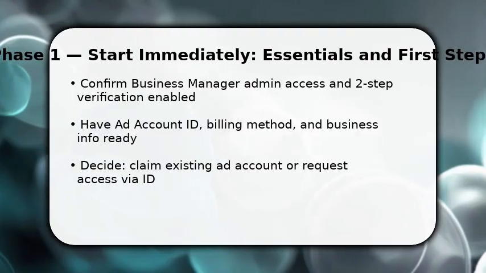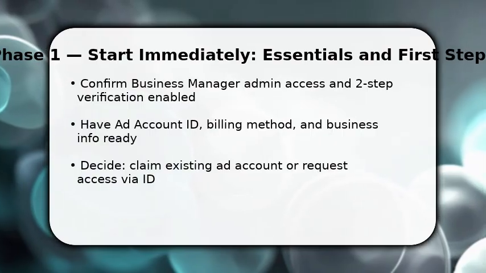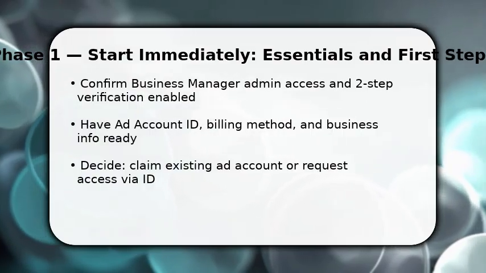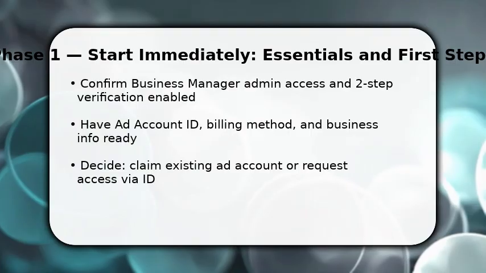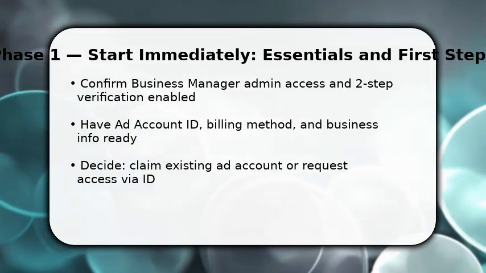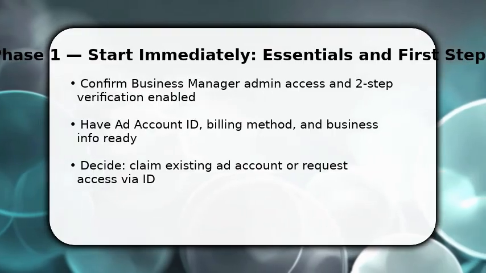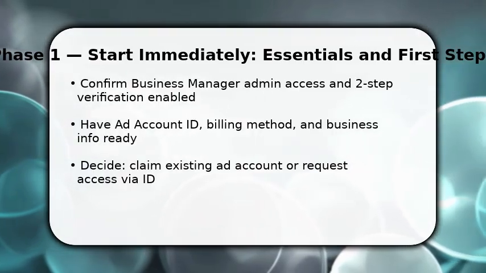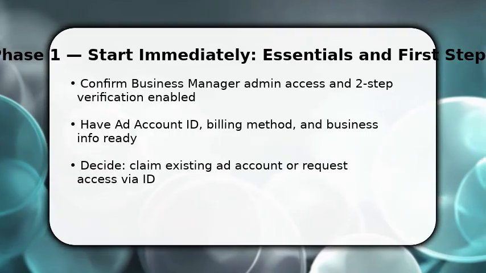You begin by ensuring you have admin rights in Business Manager and two-step verification turned on. This prevents access errors later. Next, locate the ad account ID, billing method, and your legal business name so you can enter them quickly. Once done, open Business Settings and select Accounts, Add Accounts, then click Add.